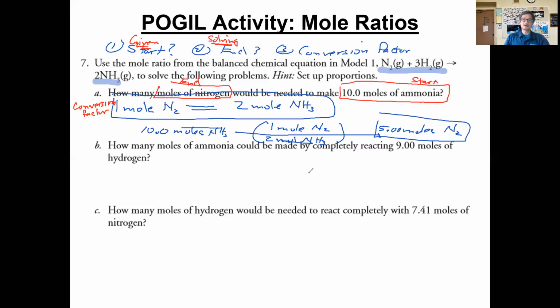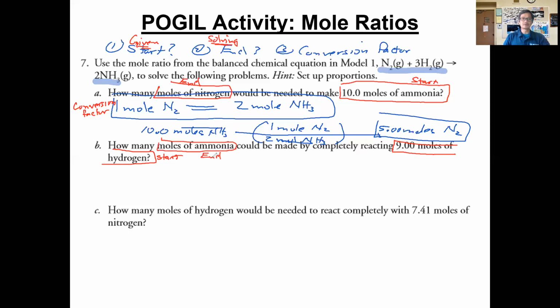So that's what you want to do. You want to work out these problems as conversions. So let's take a look at the second one here. Let's identify what we're starting out with and what we are given. This time, we're given 9 moles of hydrogen. So that is the start. That's what we're starting with. So that's the given. They want us to solve for moles of ammonia. That's what we want to end up with.